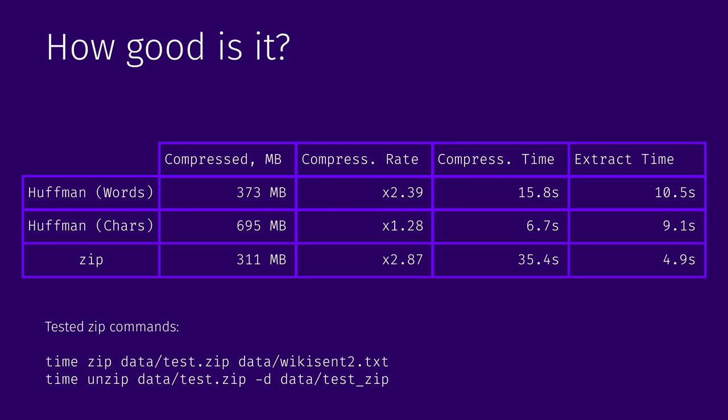If you look at chars encoding, you can see that we don't achieve nearly as good a compression rate, even though our compression time is very, very fast, and our extraction time is also quite fast. So you can see that depending on the choice of your tokens, you can achieve different compression, and different compression and extraction times.